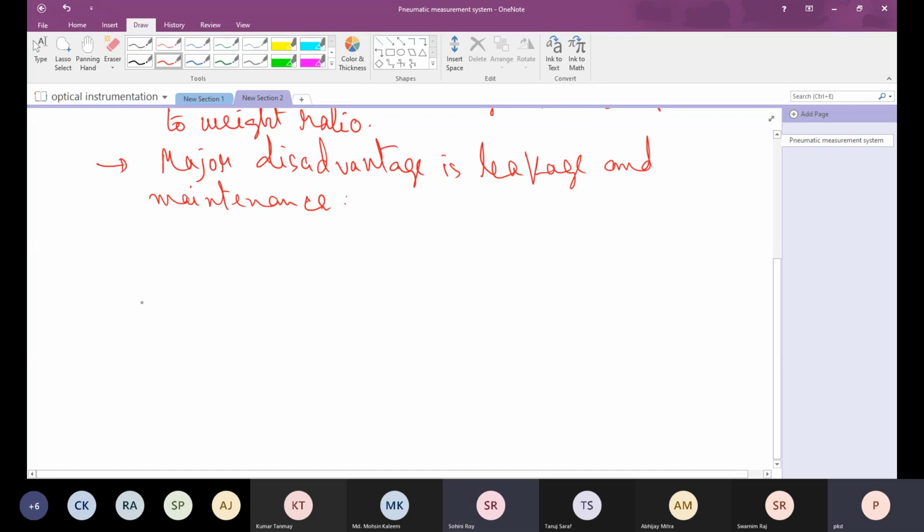Now, we shall discuss today a system for displacement sensing, because basically we are discussing measurement, the pneumatic measurement system. This part is there in Bentley. This can be used as feedback as well.